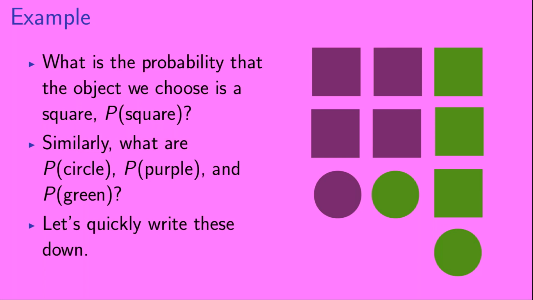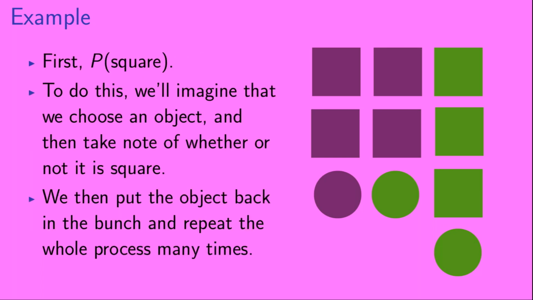What is the probability that the object we choose is a square, so P of square? Similarly, what are P of circle, P of purple, and P of green? Let's quickly write these down. First, P of square. To do this, we'll imagine that we choose an object and then take note of whether or not it is square. We then put the object back in the bunch and repeat the whole process many times.